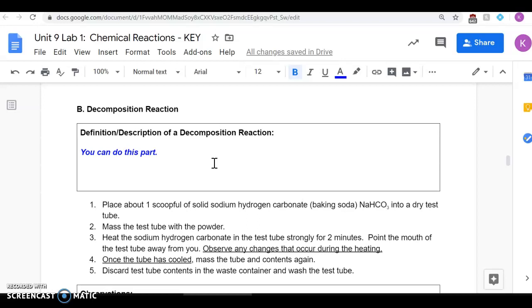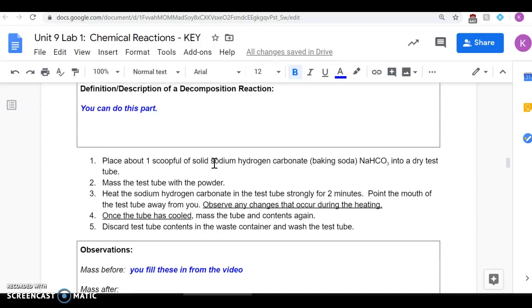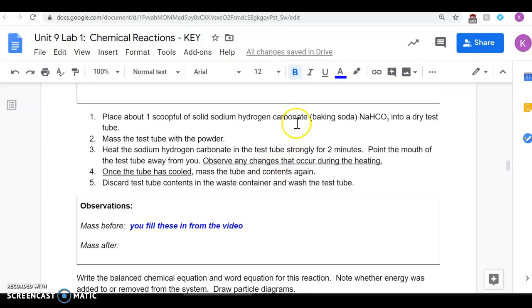So hopefully you already watched the lab video where I did this for you. Basically, it was just baking soda in the test tube, heated it, and observed any changes that occurred during the heating. Okay, once the tube was cooled, mass it again. You can get those masses from the video. Okay, and you should have noticed here that this time the mass went down because something must have been escaping the system, which lowered the mass.